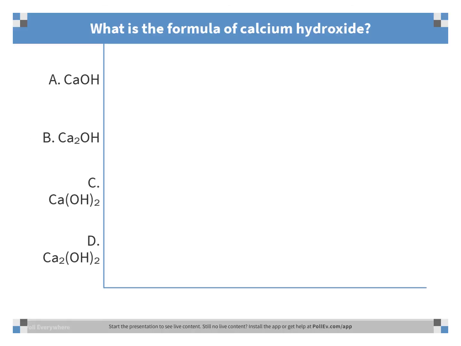The correct answer is C, Ca(OH)2. Calcium has a +2 charge because it's in group 2A. Hydroxide has a -1 charge, which we know from memorizing our polyatomic ions. The 2 from the calcium goes next to the hydroxide on the outside of some parentheses, and the 1 from the hydroxide becomes an understood 1 next to the calcium.